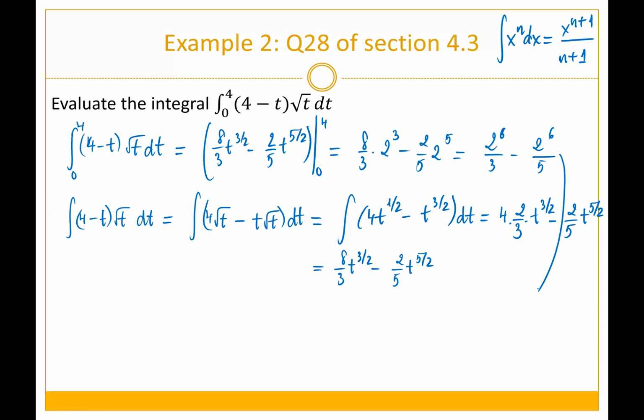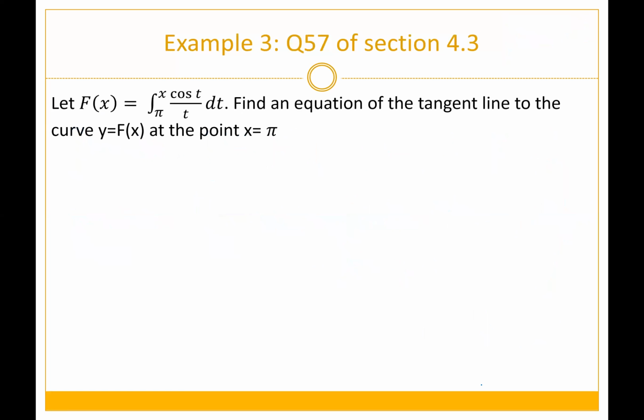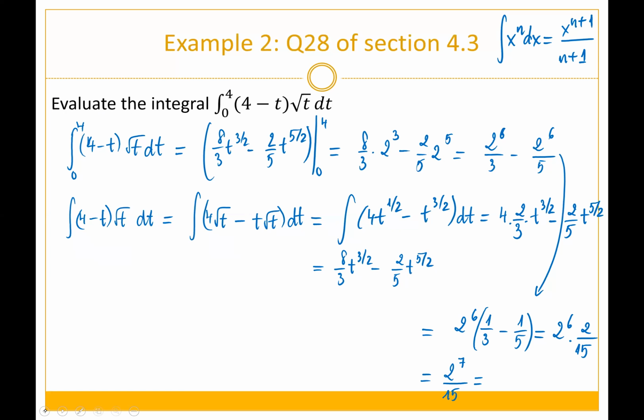So let's get down here. This one is going to equal 2 to the 6 times (1 over 3 minus 1 over 5), which is going to give me 2 over 15. So it's 2 to the 7 over 15, which is 128 over 15.